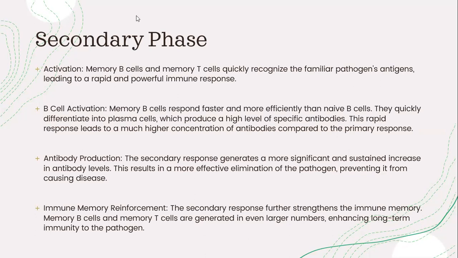And something that is very important with your immune system is your diet. So it is always good that you eat properly to have a very effective immune response. And also whether you're immunocompromised is a factor. But the secondary response further strengthens the immune memory. Memory B cells and memory T cells are generated in even larger numbers, enhancing long-term immunity. So this is essentially stating that you would create more memory cells, but these would stay for longer and be ready for another attack.